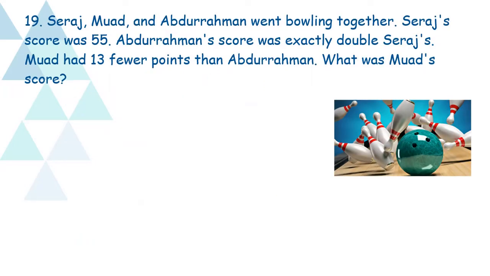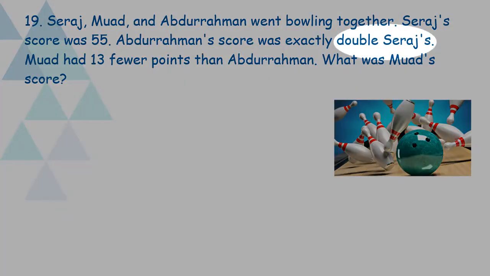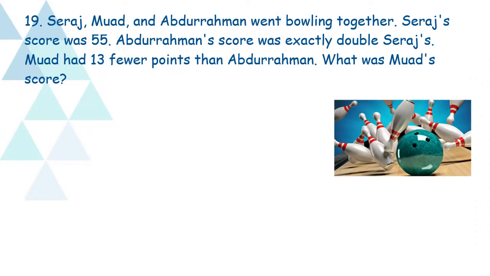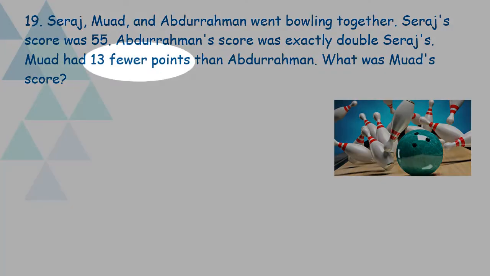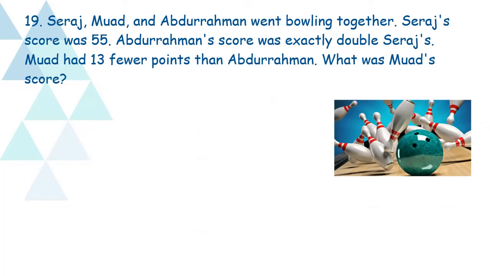Number 19. Siraj, Muad, and Abdurrahman went bowling together. Siraj's score was 55. Abdurrahman's score was exactly double Siraj's. That means I'll take Siraj's score and multiply it by 2 in order to get Abdurrahman's score. Muad had 13 fewer points than Abdurrahman. Fewer points means lesser points than Abdurrahman. So I'll take Abdurrahman's score and subtract 13. What was Muad's score?